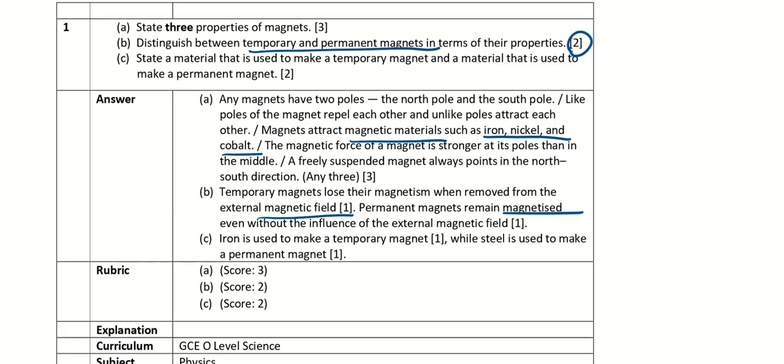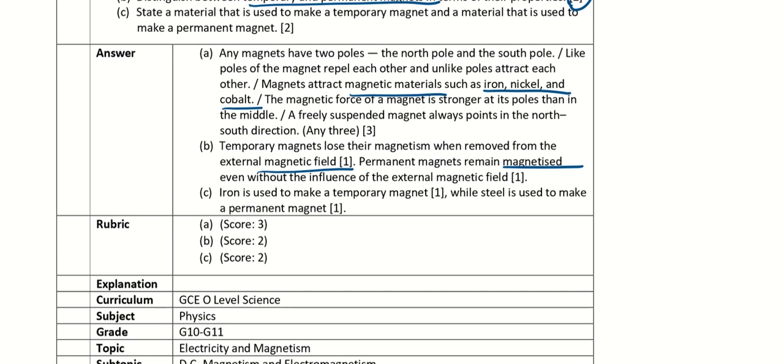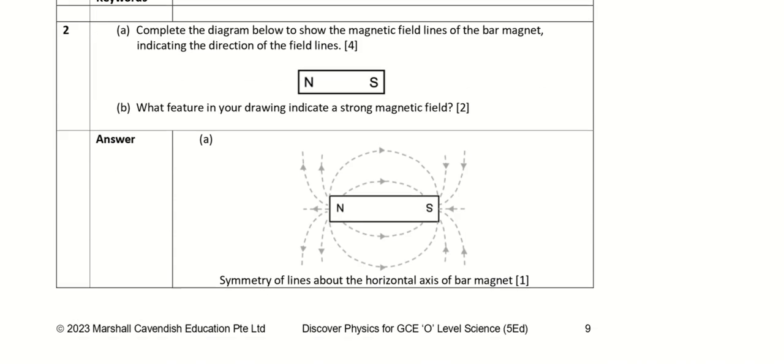Okay. Now state a material that is used to make a temporary magnet and a material that is used to make a permanent magnet. Iron is used for a temporary magnet because it's a soft magnetic material. Steel is a hard magnetic material. Alright, so we'll go to question 2.